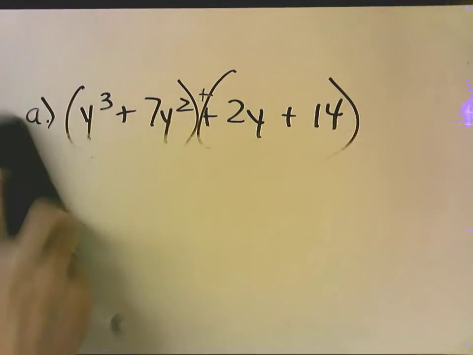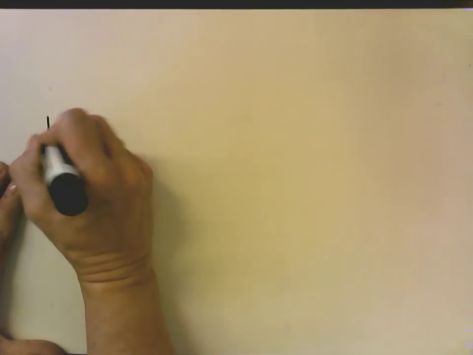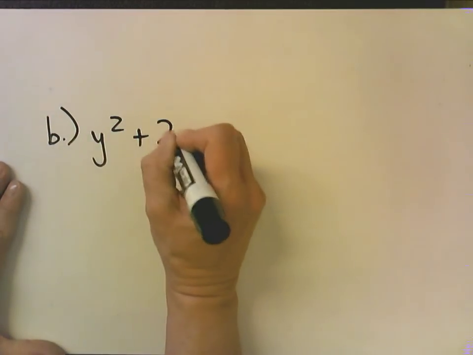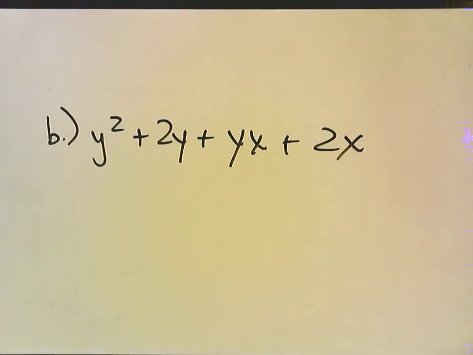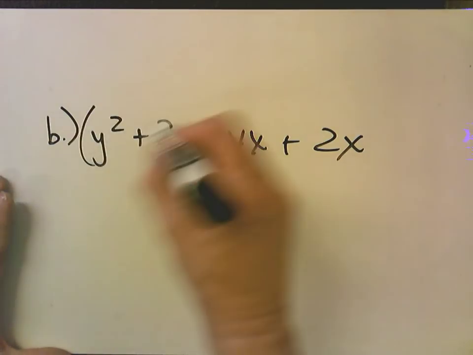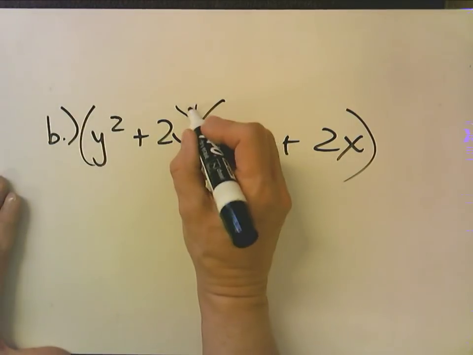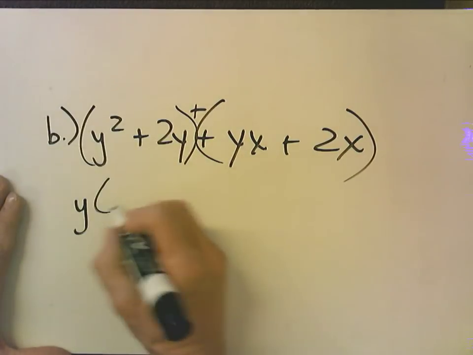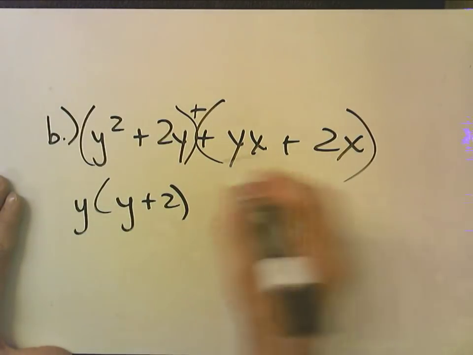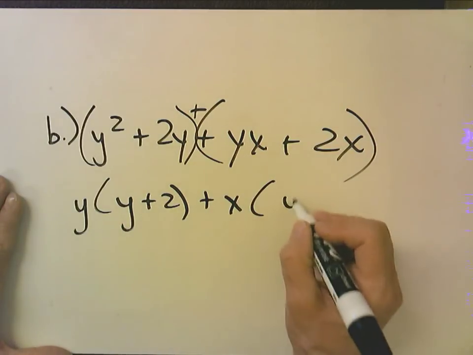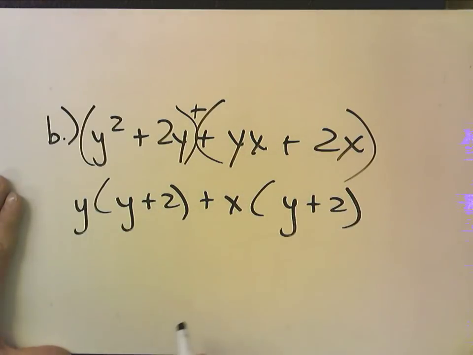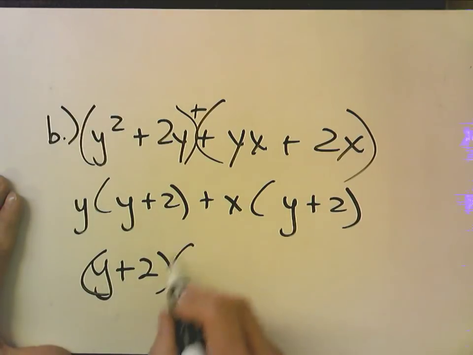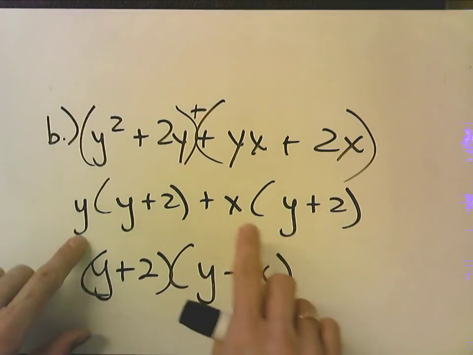So now let's look at b. So for b, I have y squared plus 2y plus yx plus 2x. Again, there is no GCF. It's 4 terms, so I'm going to try factoring by grouping. Out of this first grouping, I see y. I get y plus 2. Out of the second grouping, I see x, and I'm left with y plus 2. So when I divide this by x, I get y. Divide this by x, I get 2. Now I notice grandma's y plus 2. So I say (y + 2), and I'm left with y plus x.